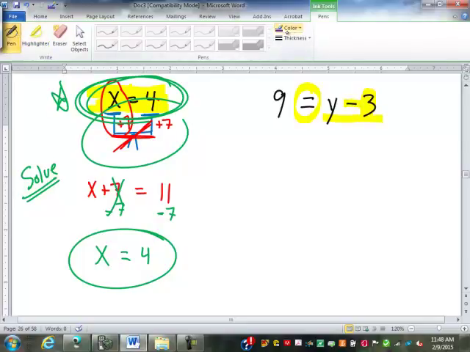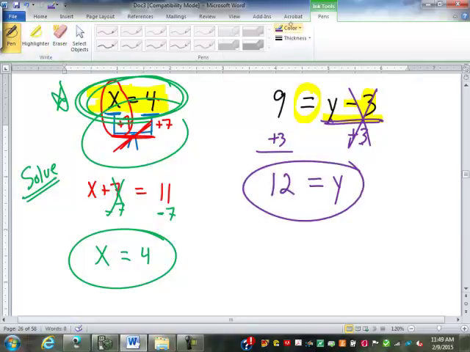So to take it apart, we're going to do the opposite, which would be adding 3. So the subtracting 3 is now gone. We've removed that piece, leaving us with just the y. Now, just like over here, if we do something to one side of the equation, we have to do the exact same thing to the other side. We added 3 over here, we're going to add 3 here. So 9 plus 3 is 12.